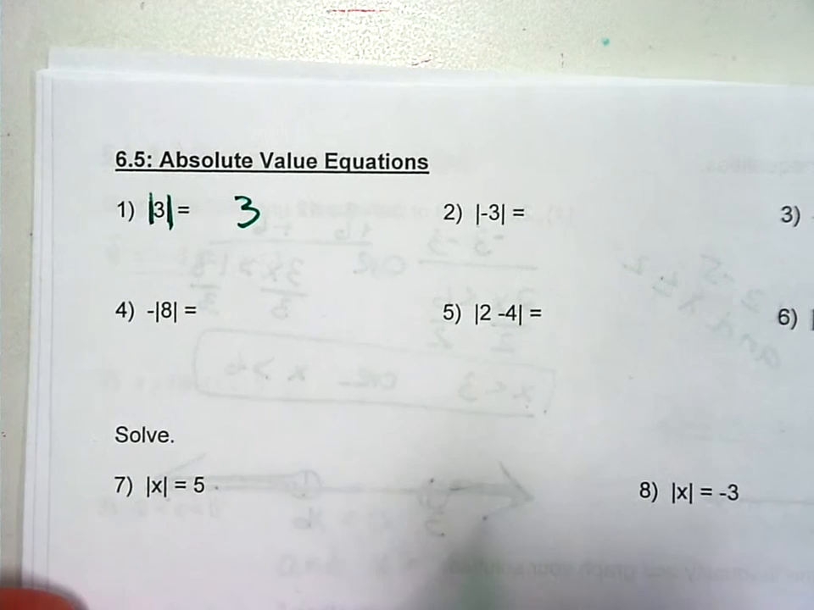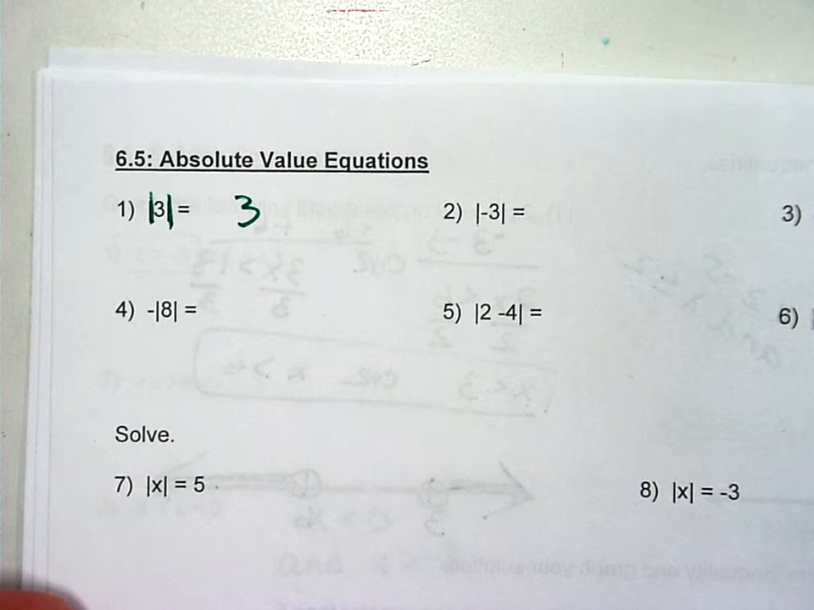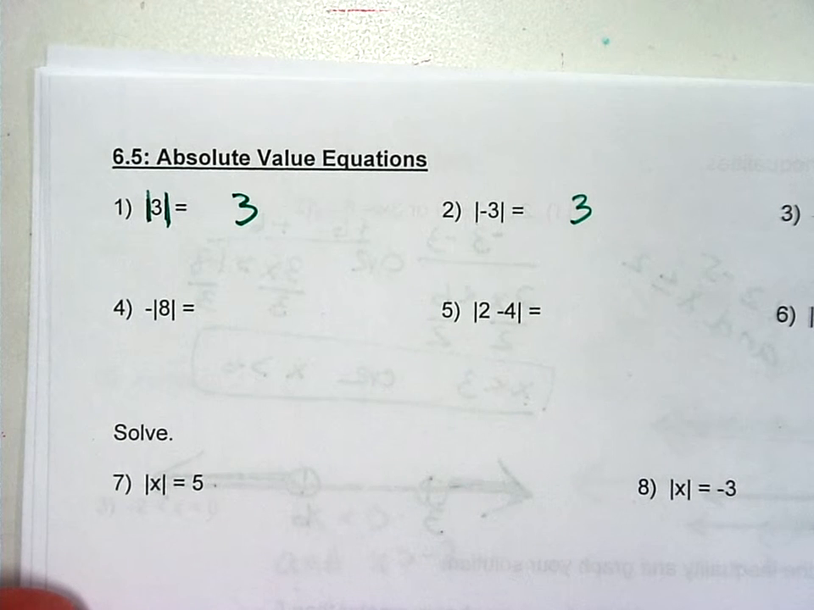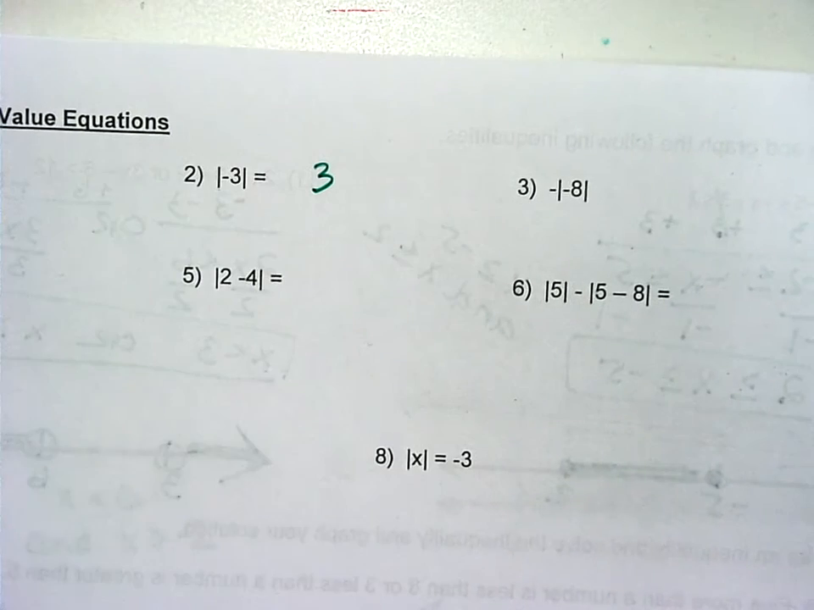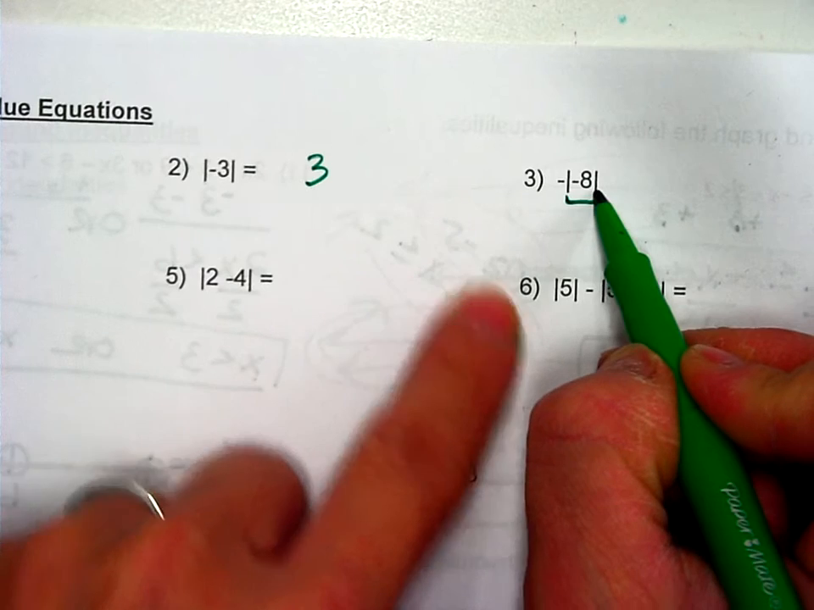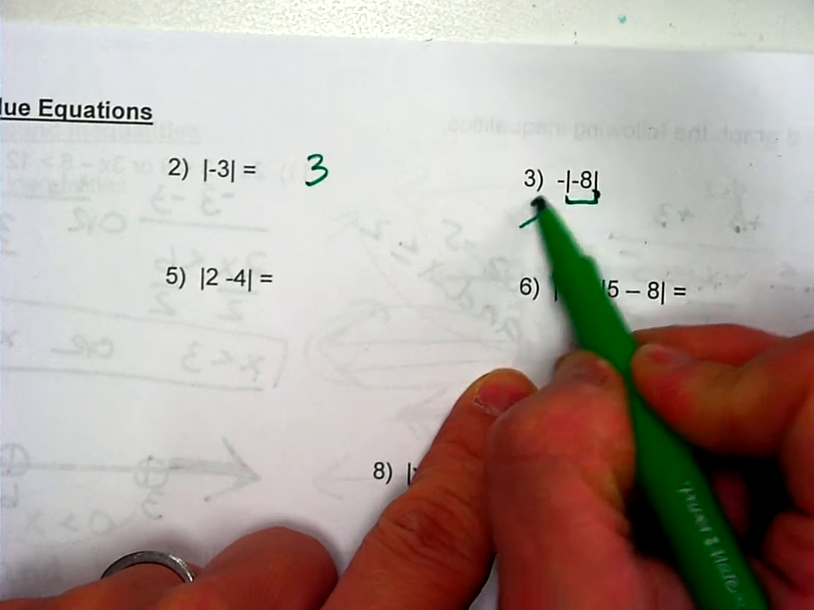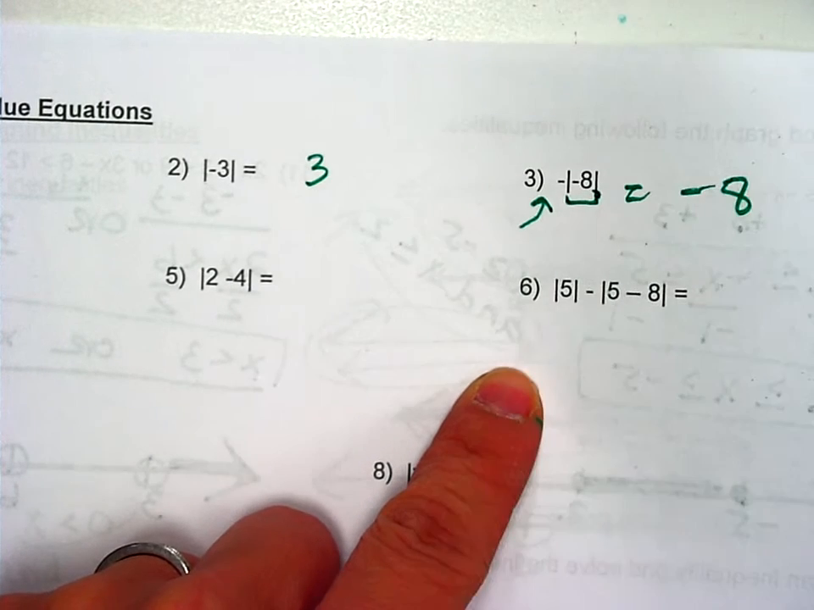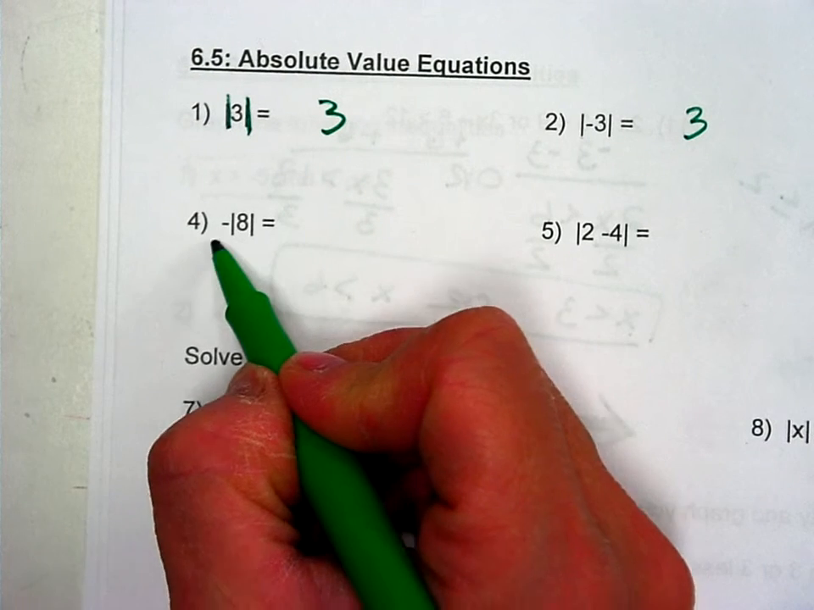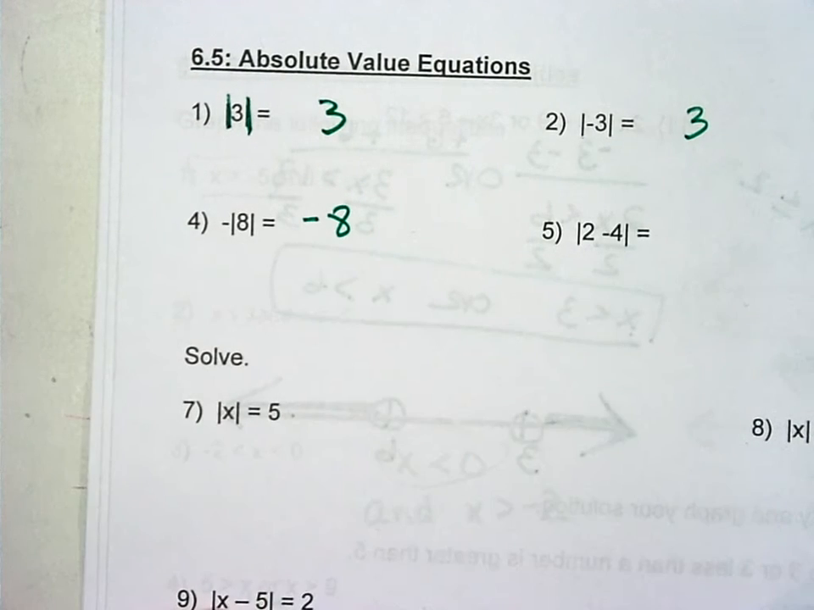But if I ask you what's the absolute value of -3, it is still 3, because -3 is still 3 units away from 0. So when we evaluate absolute value, do everything inside the absolute value first. Here, the absolute value of -8 is 8, but then there's a negative sign out here, so this is -8. Absolute value of 8 is 8, but the negative sign's on the outside, so this would be -8.